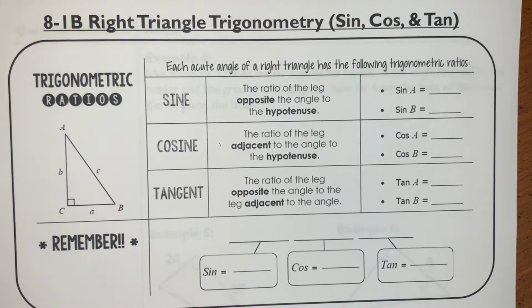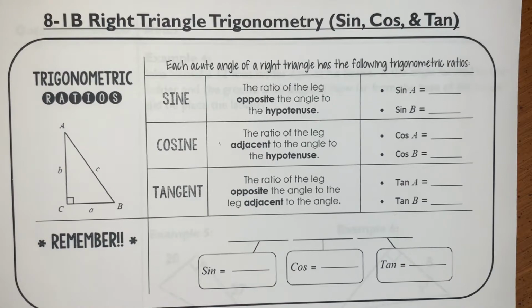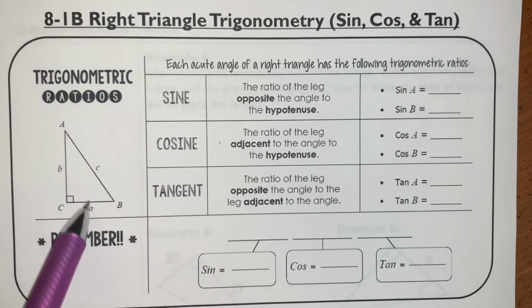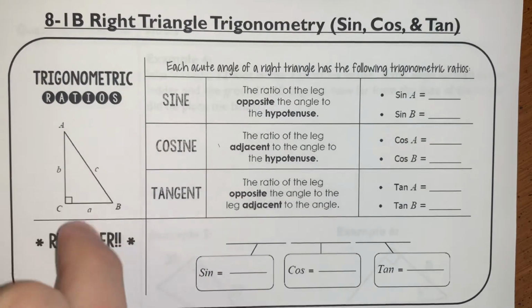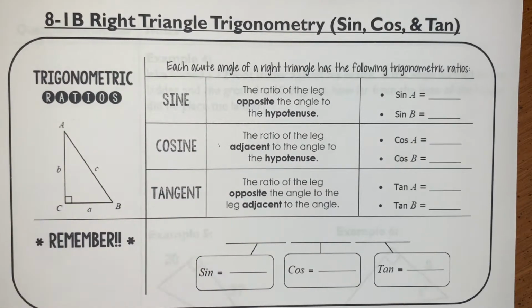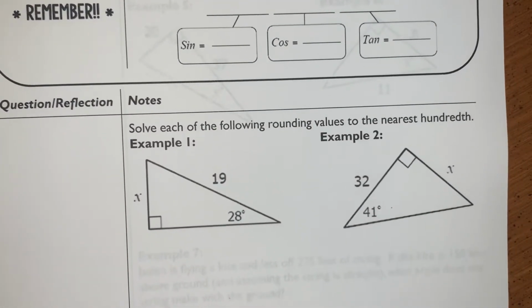In the previous section, we used the Pythagorean theorem. If we had two sides of a right triangle, we could always figure out what the third side is, whether we had the hypotenuse or one of the legs, or both of the legs. In this section, it's going to be a little bit different.